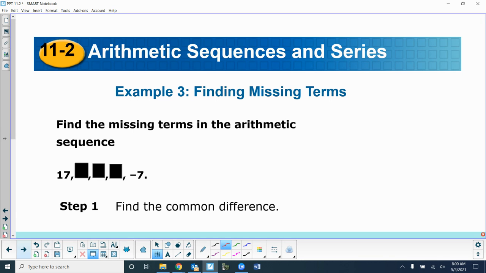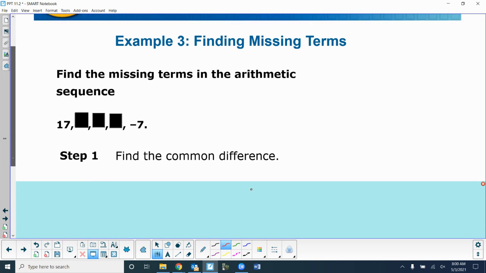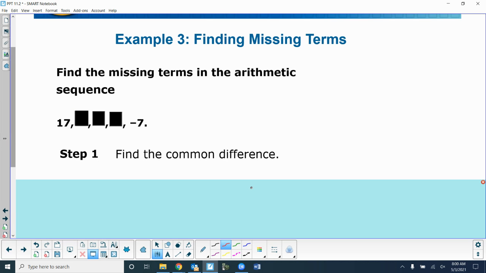All right, you get this type of problem. You got to fill in the blanks. You got to find the missing links, I guess. Okay? So we got to find that common difference, all right? And here's the easiest and quickest way to do it. Take the term that's farthest right, so negative 7, minus the first one, over the number of term minus the number of term.